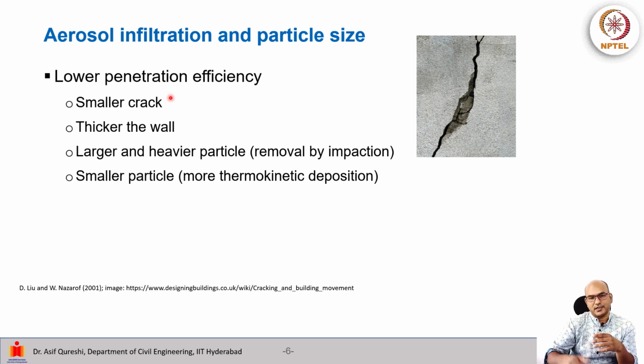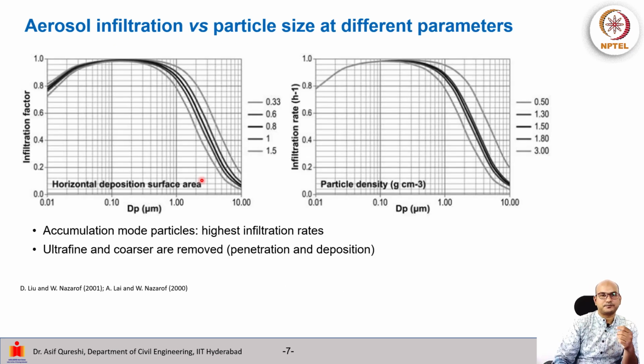Then the larger and heavier particles will likely be removed because they impact somewhere along the path, and once they impact they lose their energy and deposit. Smaller particles will be thermokinetically driven towards the flat or vertical surfaces, so they may attach to the sides. All of this results in less transport of the very small ultrafine particles and the coarser heavier particles to the inside.